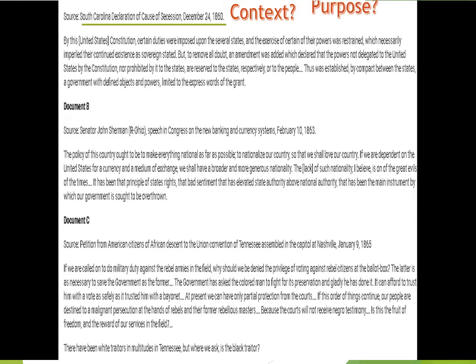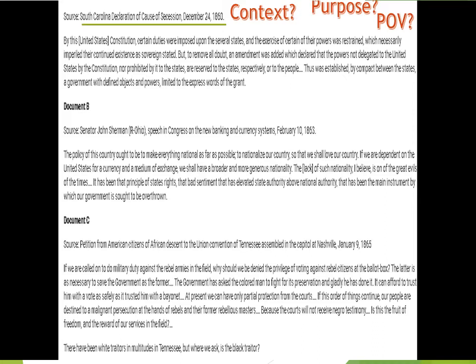Next, what's the purpose of this document? Straightforward. They're telling us why they seceded. And then another analysis point here, what's the point of view? Well, it's from South Carolina, so they're going to be telling us that they had the right to secede. Accomplishing the purpose or the point of view or the author or the context, this is analyzing a document. This is what I mean by analyzing a document.